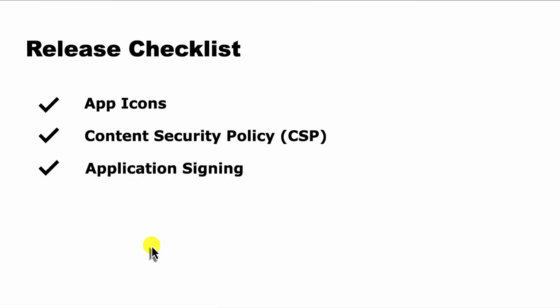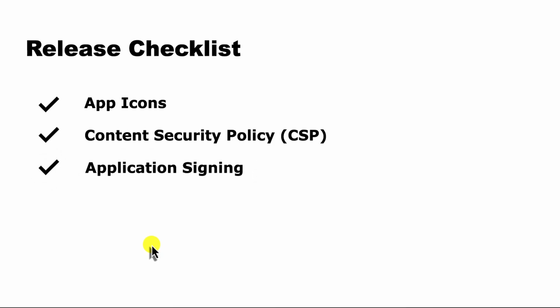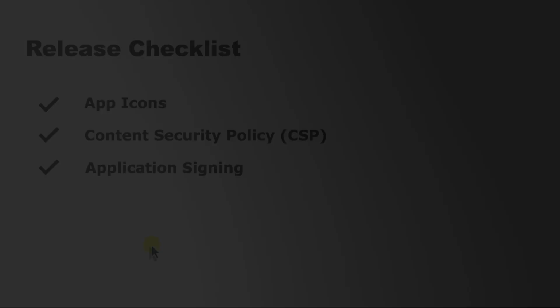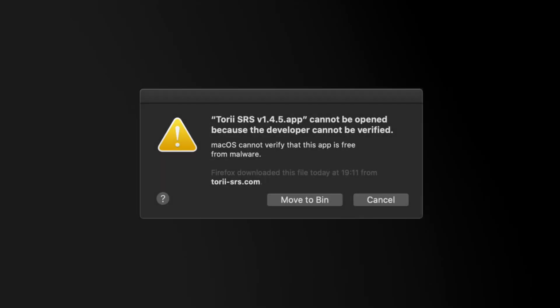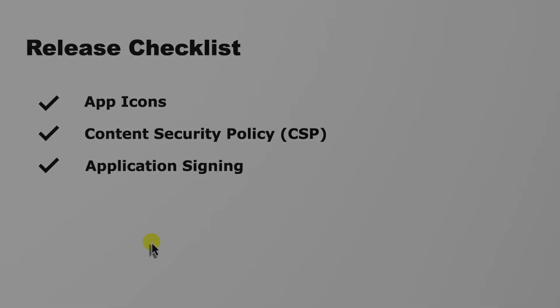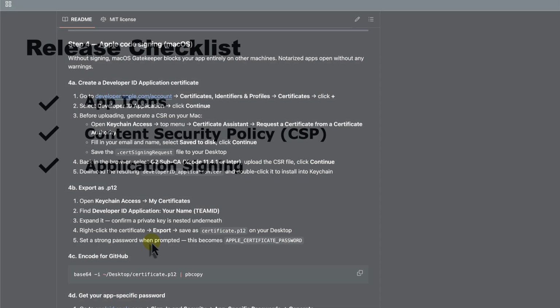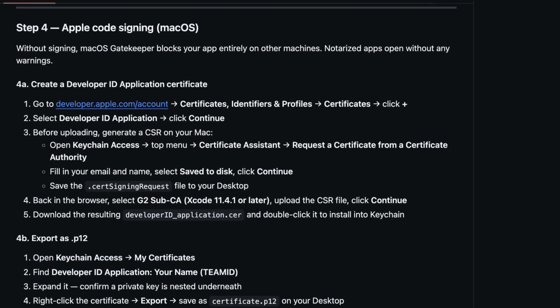Next is application signing. This is particularly important if you're building for macOS. If you don't sign, the application will not run on the Mac. You'll get that Gatekeeper error and you won't be able to run the application on the Mac. I have an Apple developer account, and so I just used it to sign the application. If you go to the README of the project, I have a section there where I described everything that I did to sign the application.